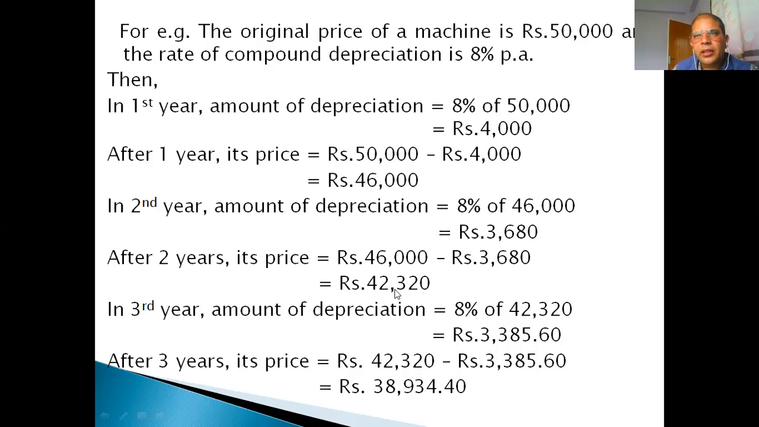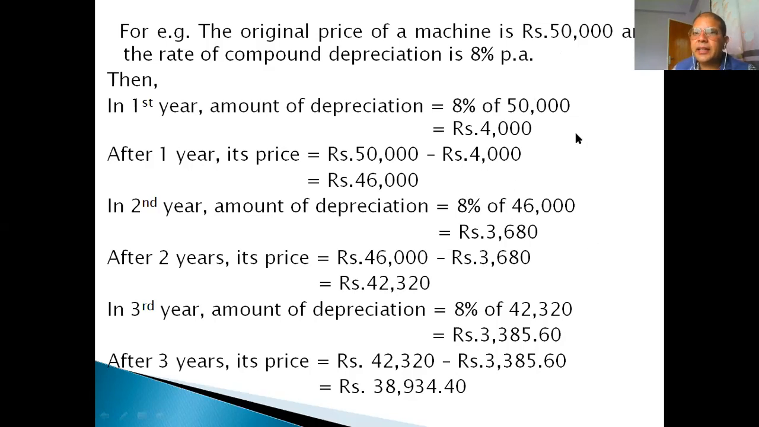Now it is 42,320. In our simple depreciation, it was 50, 46, 42, 38 like this. But in this case, it is 8% of 46,000, not 50,000. So your base is 46,000. You should use the new price in every amount of depreciation. So this system is your compound depreciation. It is an example of compound depreciation.